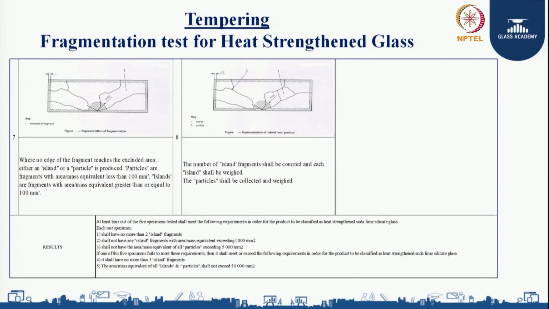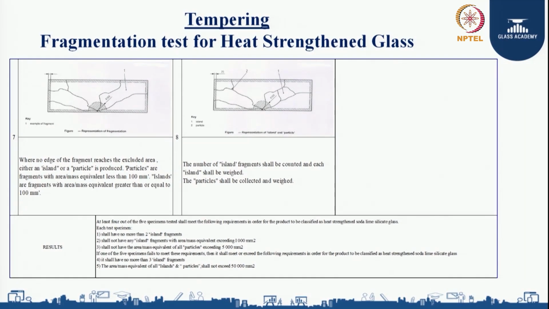So I am repeating again, where no edge of the fragment reaches the excluded area, either an island or a particle is produced. Particles are the fragments with area by mass equivalent less than 100 mm. Islands are the fragments with area by mass equivalent greater than or equal to 100 mm. So when I am getting less than or equal to 100 mm, it is considered to be a particle.